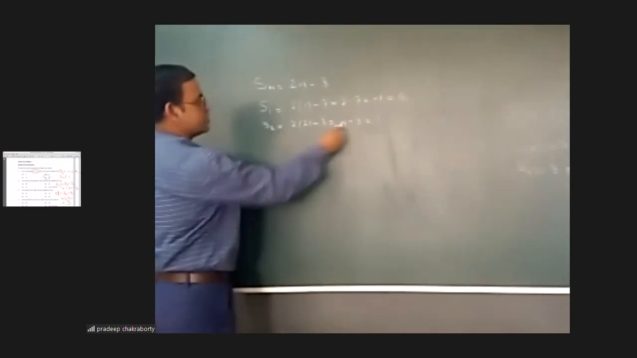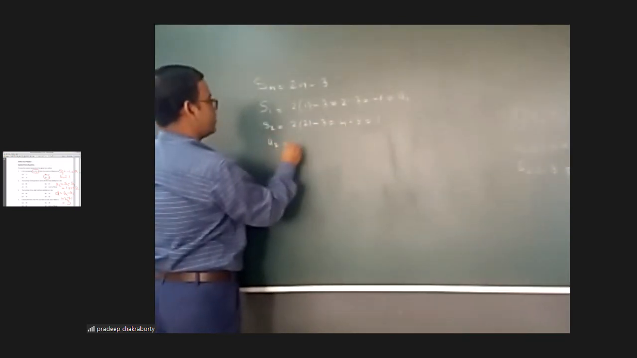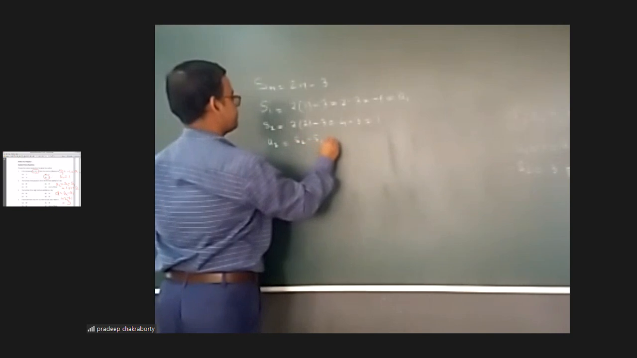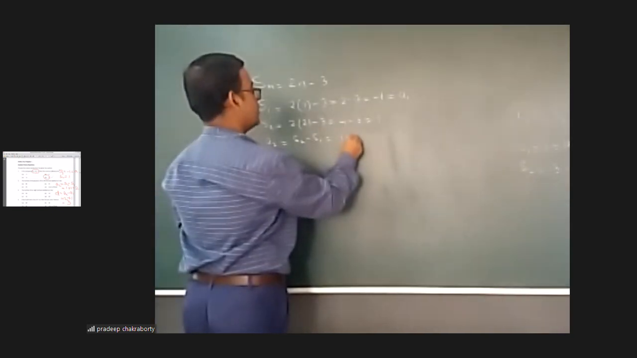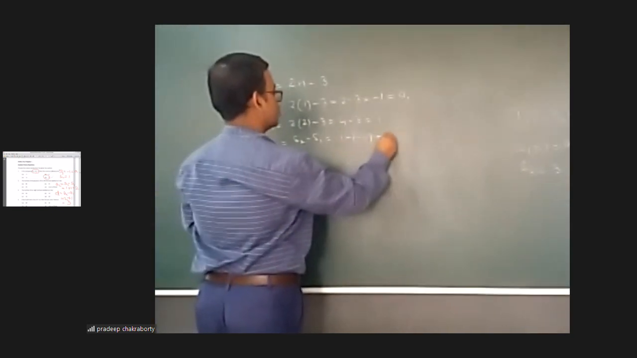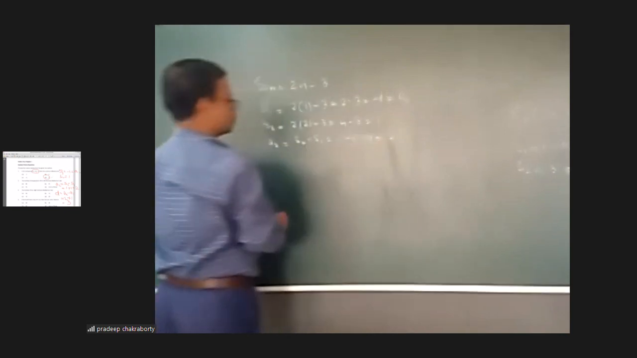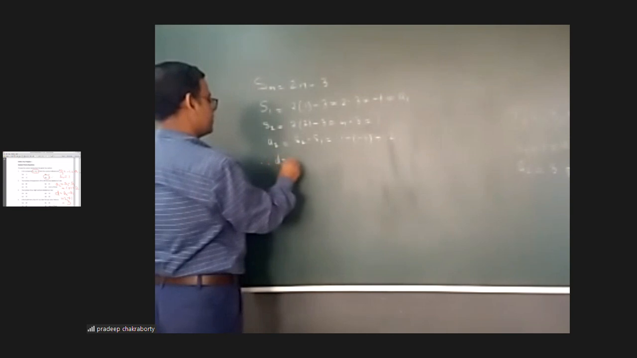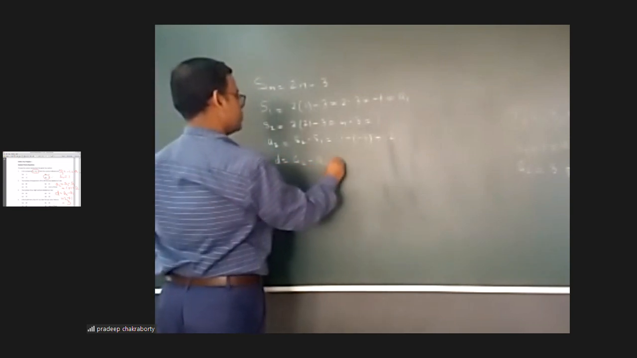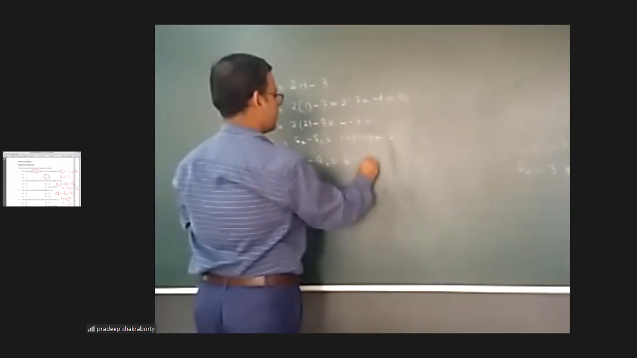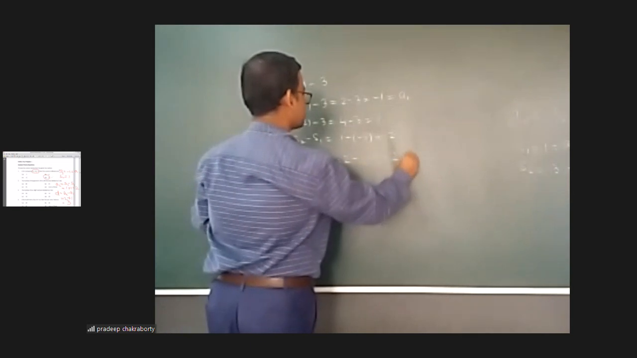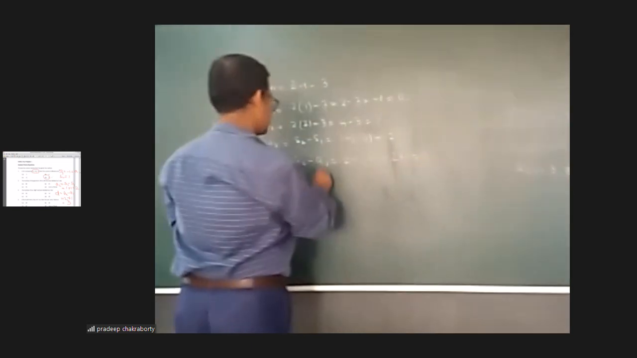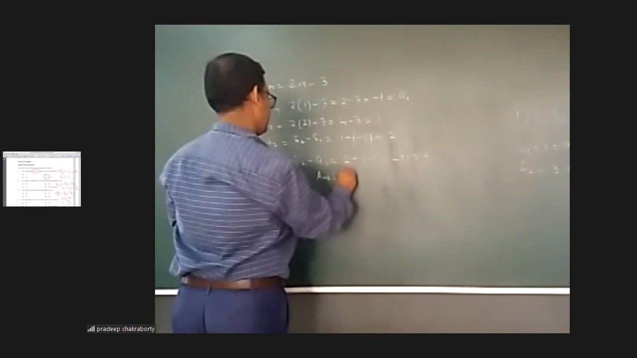This is not A2, this is S2, so A2 will be S2 minus S1. S2 is 1, and that will be minus 1, so it will be 1 plus 1. So A2 is 2, therefore B is A2 minus A1. A2 is 2, minus A1 is minus 1, so it is 2 plus 1. So answer B. So our answer is option D.